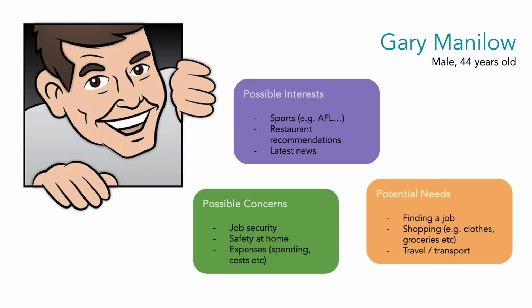Possible concern is, again, job security, which is very big at the moment. People are concerned about their jobs and their livelihoods. Safety at home, like the example I used about the person being afraid perhaps of being stolen from. And expenses. How much are things going to cost? Will he have enough money to pay for them? Things like bills and things like that as well.